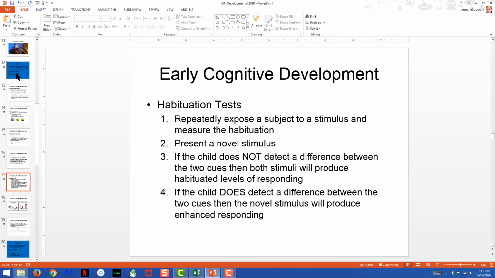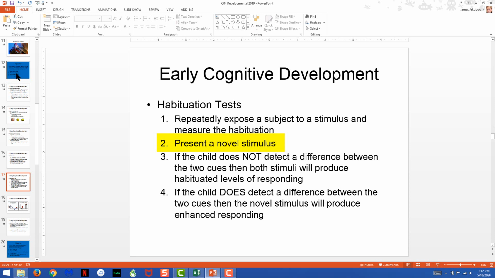When you set up a habituation test, one of the first things you want to do is repeatedly expose the subject to a stimulus and measure the degree of habituation. So initially, a brand new stimulus will cause a lot of interest in it, and as you show it to the subject over and over and over again, it will die out over time. Then you could come along and present an entirely new stimulus. Now, what you're going to do with this new stimulus is evaluate how well the child can distinguish between the new stimulus and the old stimulus.